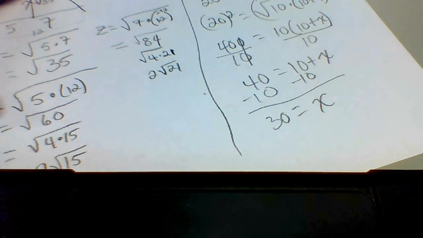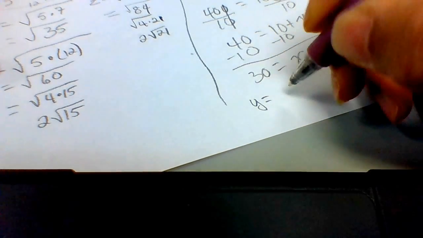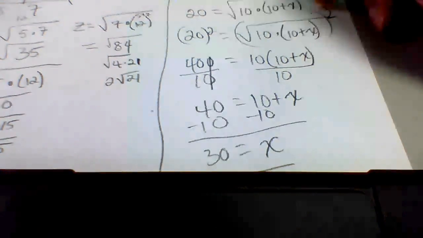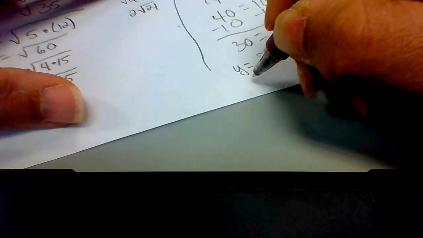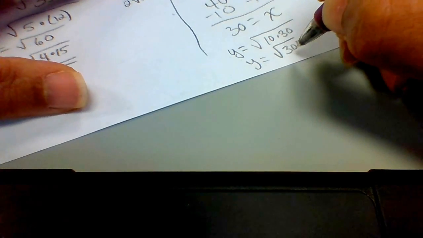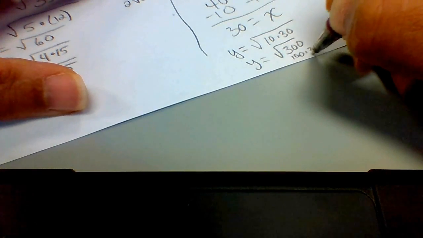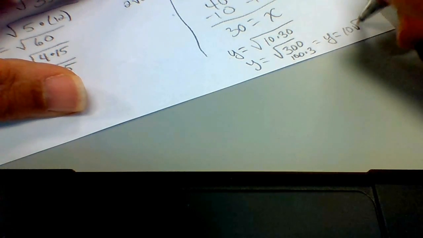So to find my y, y is going to equal the square root of the two bottom numbers multiplied together. So 10 times 30. And doing that, that's going to give me y then is going to equal the square root of 300. And that's 100 times 3. So then y is going to equal 10 square root of 3.